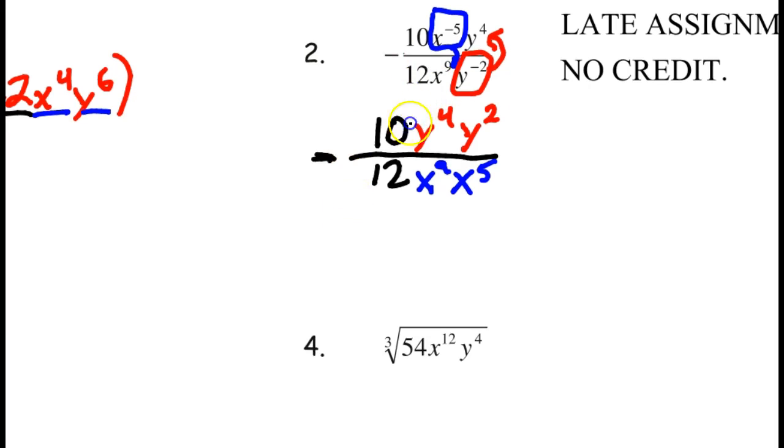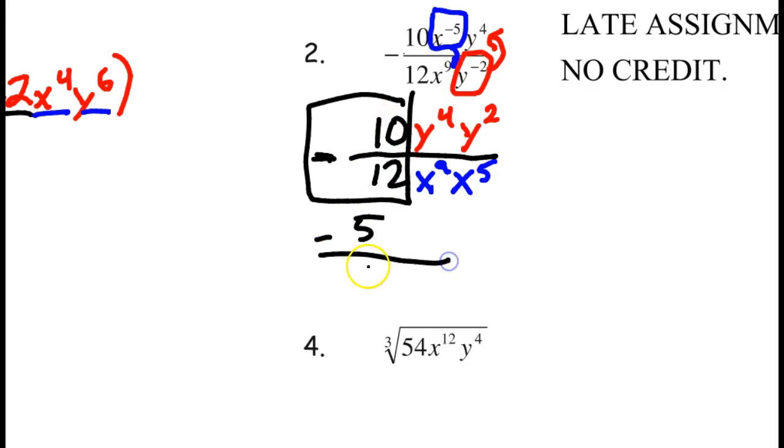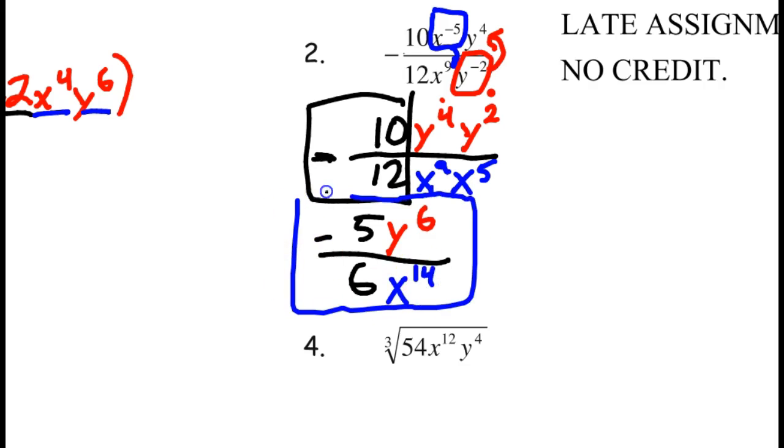All right, so let's just reduce here. Okay. 5 over, looks like divided by 2, so 5 over 6. We'll have negative 5 over 6. Right? And on top we have 4 y's and 2 y's. So altogether we have 6. And on the bottom we have 9 x's and 5 x's. So we have 14. There we go. Fully reduced and simplified.